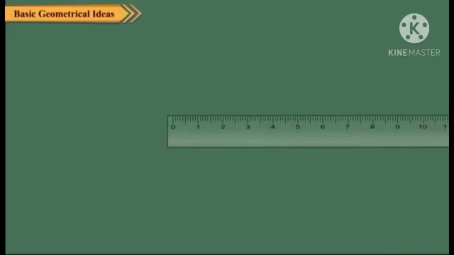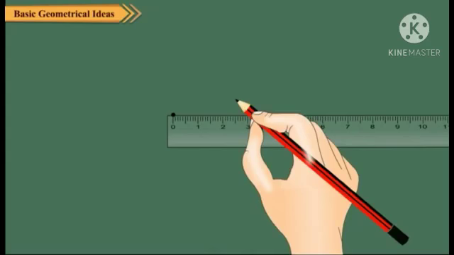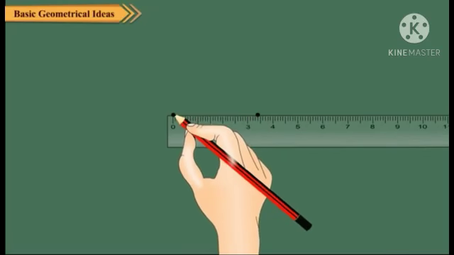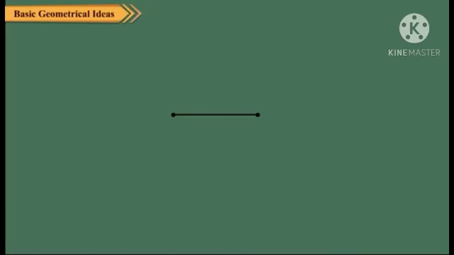Now, let us draw a line segment of length 3.4 centimeters. Place the ruler on the paper and hold it firmly. Mark a point against the 0 mark of the ruler and mark another point against the 3.4 centimeters of the ruler. Join these 2 points and name these points as X and Y. This gives the line segment XY or YX, whose length is 3.4 centimeters.